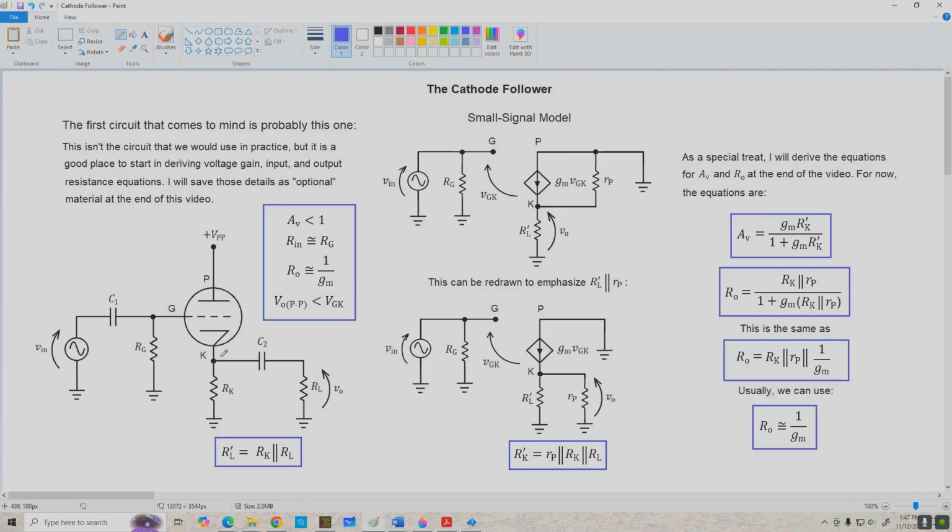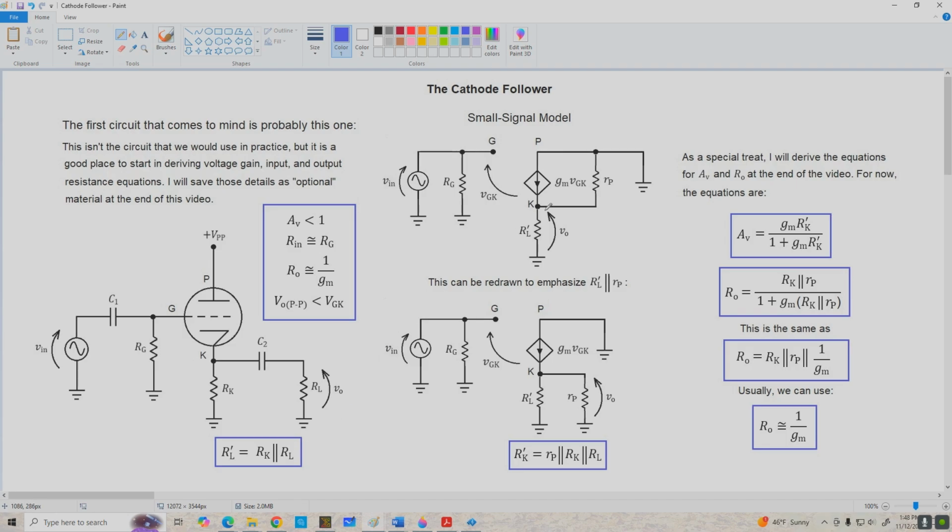Now, fortunately for us, there is a modification we can make to this biasing arrangement that does make the circuit practical, and it's a really cool circuit in its own right, and we'll get to that in a few minutes. But first off, let me lump together RK and RL into a single effective external AC resistance, R'L, and we'll be using this to do our large signal AC analysis and construct the AC load line for the circuit.